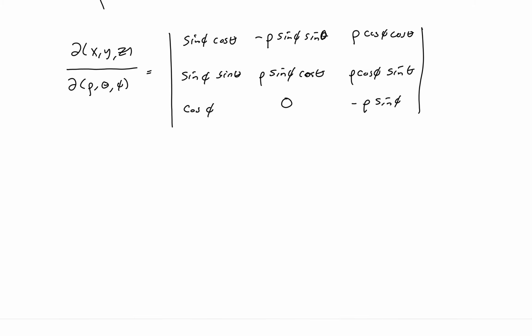And now we have to evaluate this determinant, which is a mess, but so you take the first entry, so sine phi cosine theta, and then we take the smaller determinant left over, so we cover the first row and first column, what we get left.